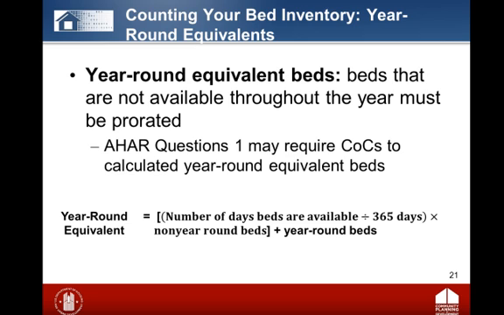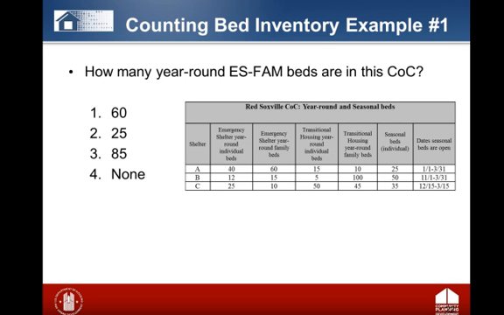It is important that you provide accurate prorated counts of the beds available to complete the AHAR question 1. The equation to do this is as follows. Number of days beds are available divided by 365 days in a year, multiplied by the number of seasonal beds available, plus any year-round beds. Next, we'll walk through some examples.